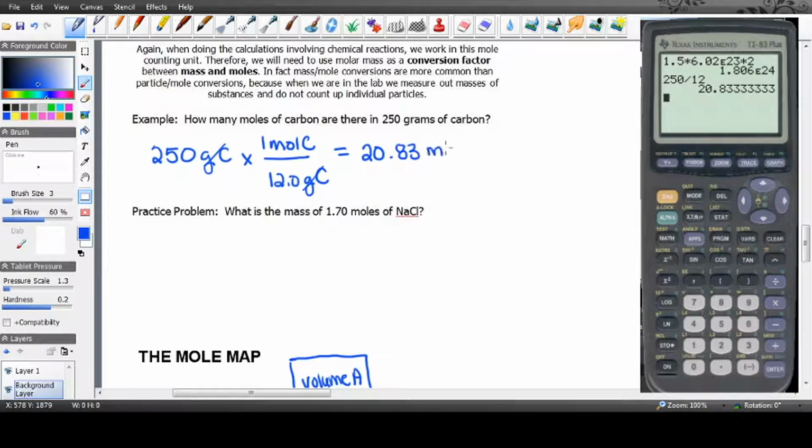20.83 moles of carbon. Now I have 2 sig figs here in my given value, so I'm going to round this to 2 sig figs, 21 moles of carbon.